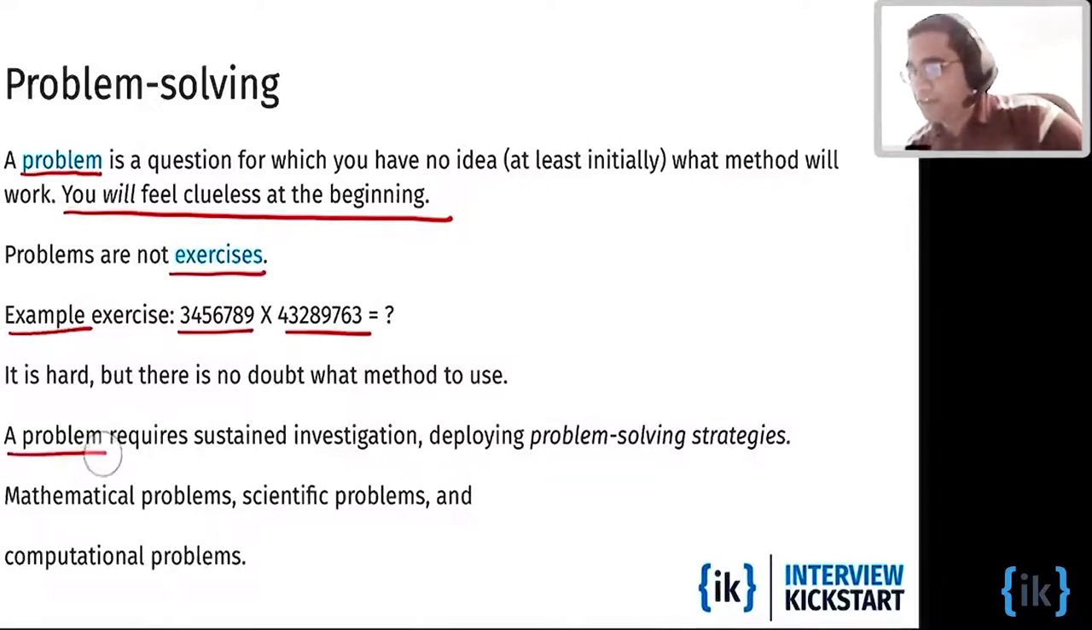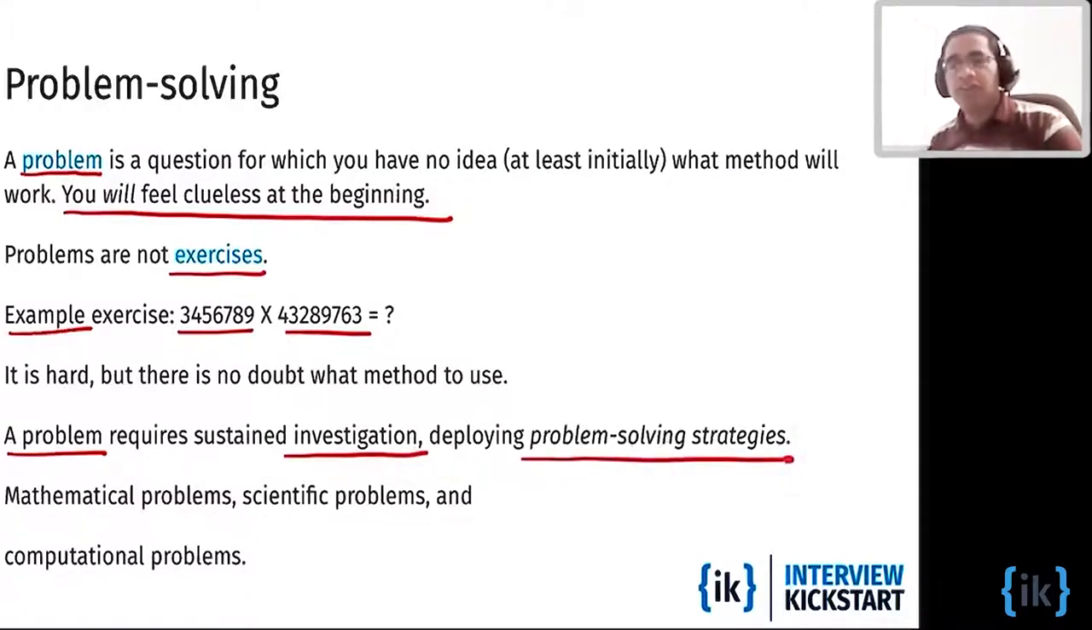A problem, in contrast, has that element of mystery. And because it's mysterious and enticing, we need to spend time investigating it properly. And what I mean by investigation specifically in our context is trying out different problem solving strategies to attack it. These problem solving strategies depend on the domain from which the problem comes.